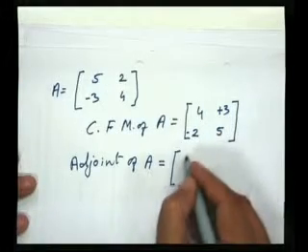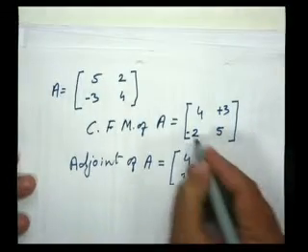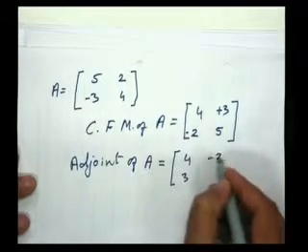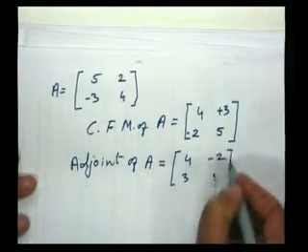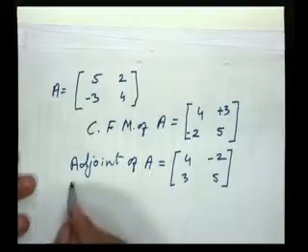So I am writing 4 3, 2 minus 2, 5 minus 2 5. Okay, so this is the adjoint of A.